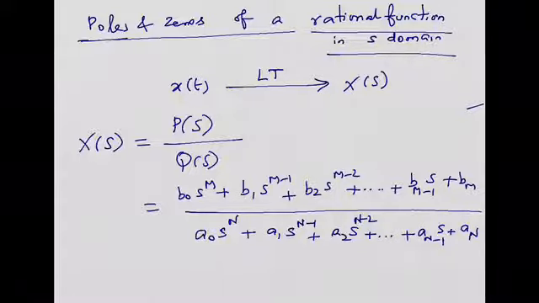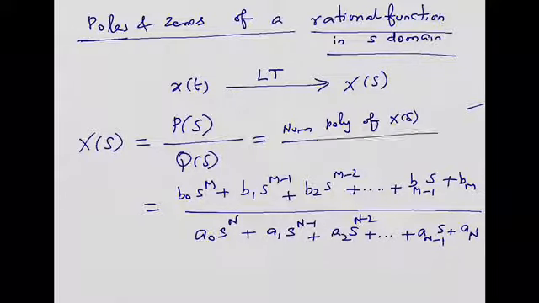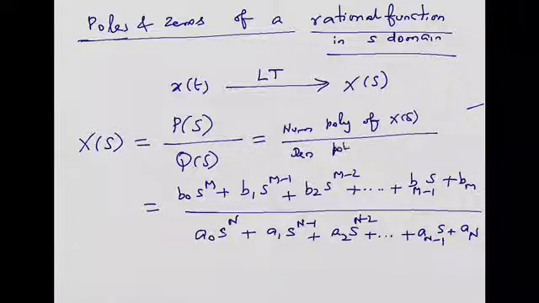an. P of s is the numerator polynomial. This is called the numerator polynomial of x of s. And q of s is called the denominator polynomial of x of s.